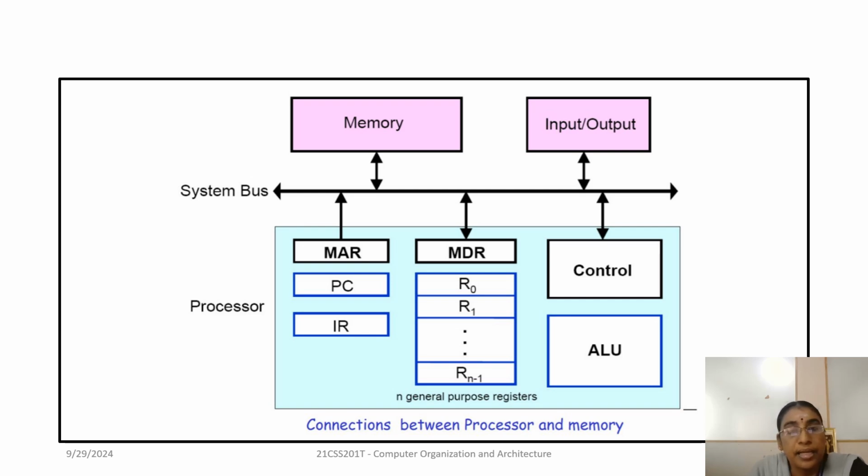This diagram shows the interaction between the processor and the main memory inside the computer. So this was the detail about the basic operational concepts in computer architecture.